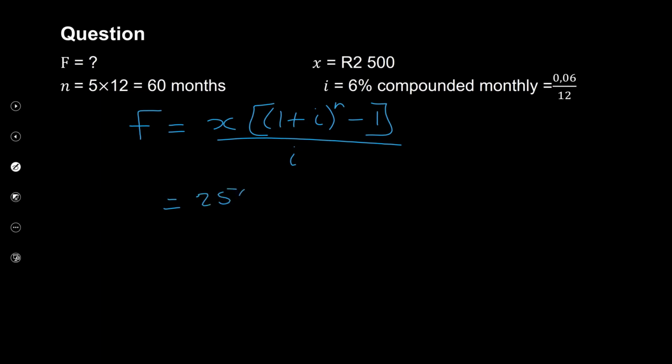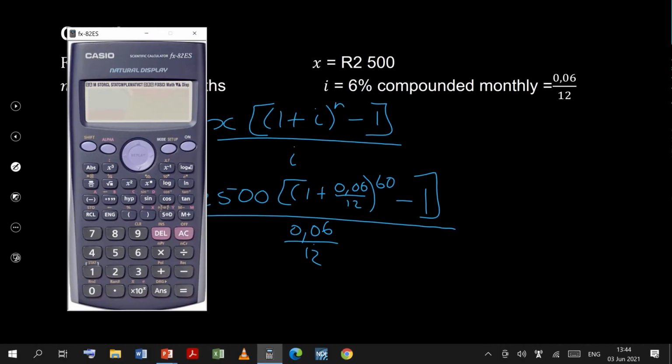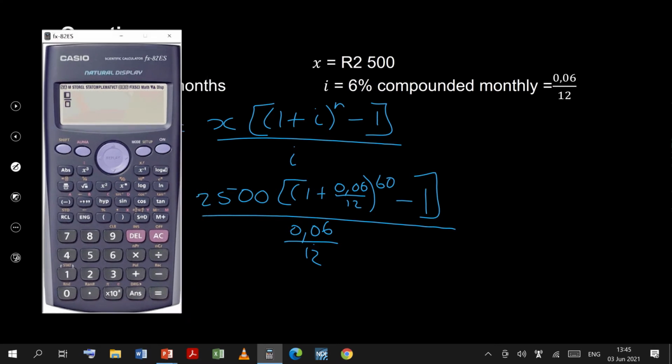Then this is 2.5 that I have there into 1 plus 0.06 divided by 12, all raised to an exponent of 60, then minus 1. All of this is divided by 0.06 over 12, and then you go straight to your calculator. You don't even need to crack your brain trying to solve that manually.